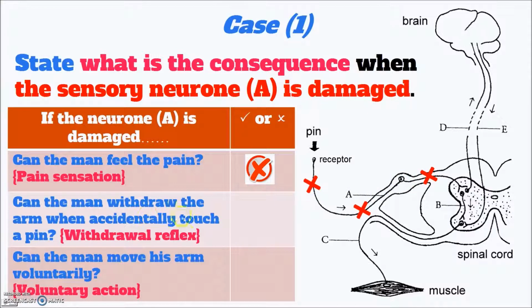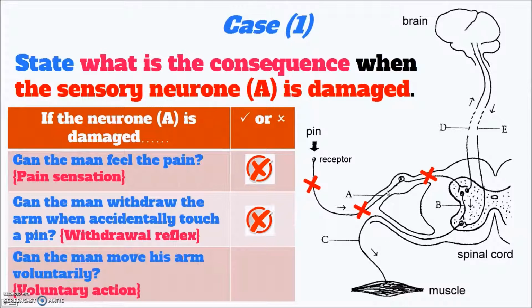And so how about the man? Can he withdraw his arm when he accidentally touches a pin? So the point is that for the reflex arc, recall the pathway: A, B, and then C. That's a reflex arc, right? Sensory neuron, interneuron, and then motor neuron. But for this reflex arc, it is not complete at all because neuron A is damaged. So that's why he cannot withdraw the arm by the withdrawal reflex.